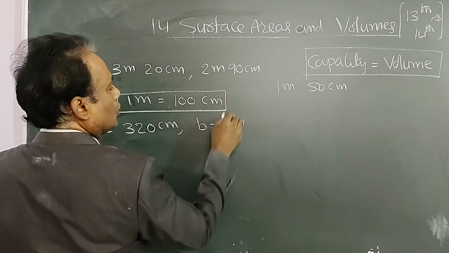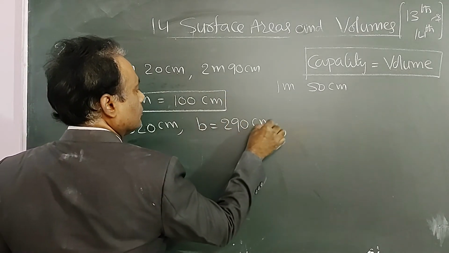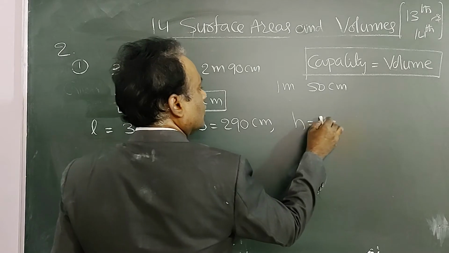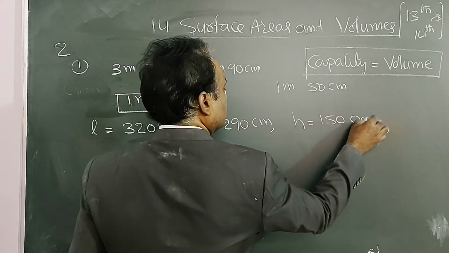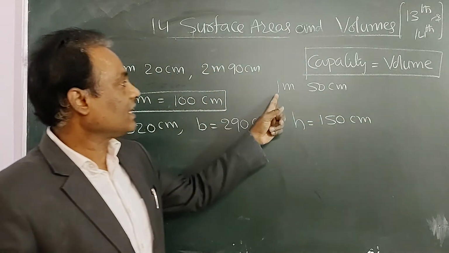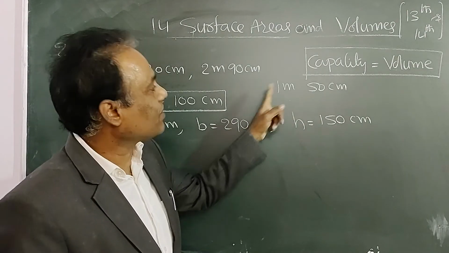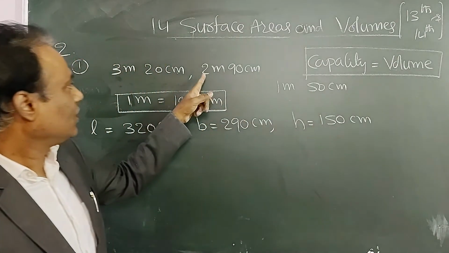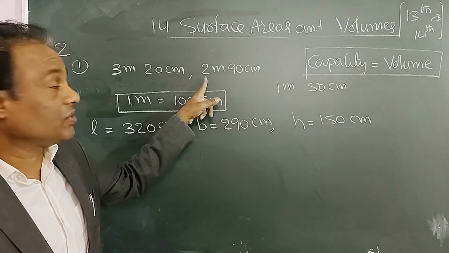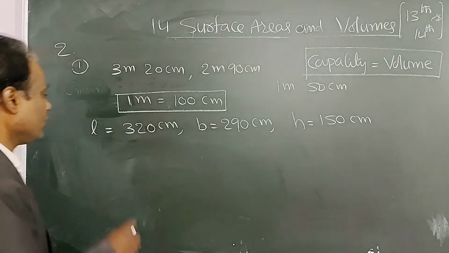Breadth 290, height 150. 1 meter is 100 centimeters, 100 plus 50, 150. 2 meters means 200 centimeters. 200 plus 90, 290.